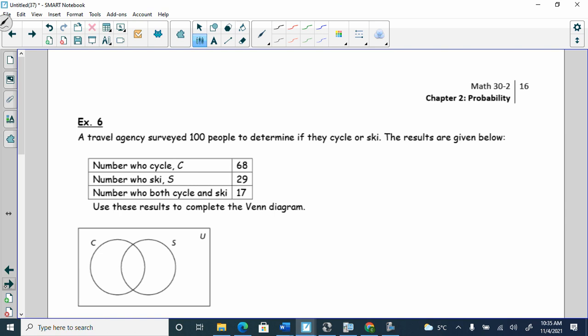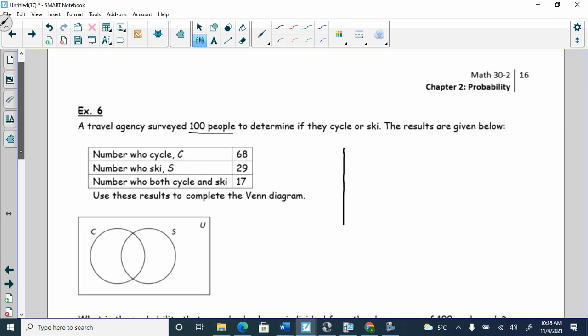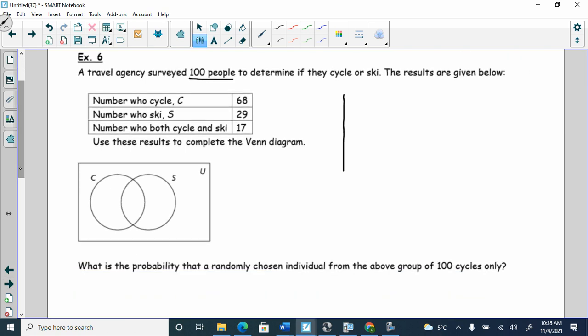Next page. A travel agency surveyed 100 people to determine if they cycle or ski. Oh, there's a Venn diagram. Let's draw on it. So we have cycled, skied, and those who both cycle and ski. We start there first, which is 17. Then there's 68 who cycle, so how many only cycle? 51. And there's 29 who ski, but there's already 17, so how many only ski? 12. Add them up: 51, 63, 80. So how many do neither?